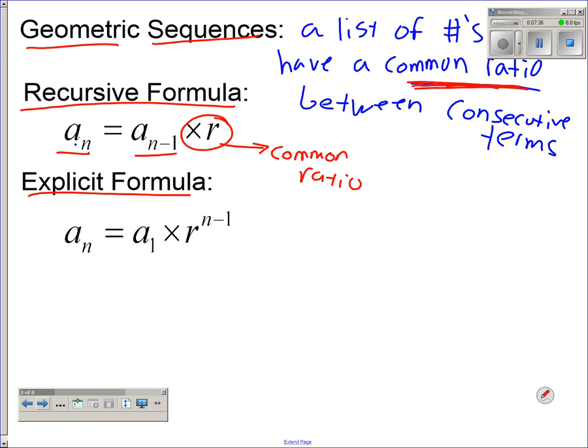The really important one, the one you need to know how to make to find any nth term, is your explicit formula. Still the same setup. We have a sub n equals our first term, whatever it is, multiplied by r to the n minus 1. I like to put that in parentheses. That's how I write it. So that's saying a sub 1 times our r value raised to the n minus 1 power.